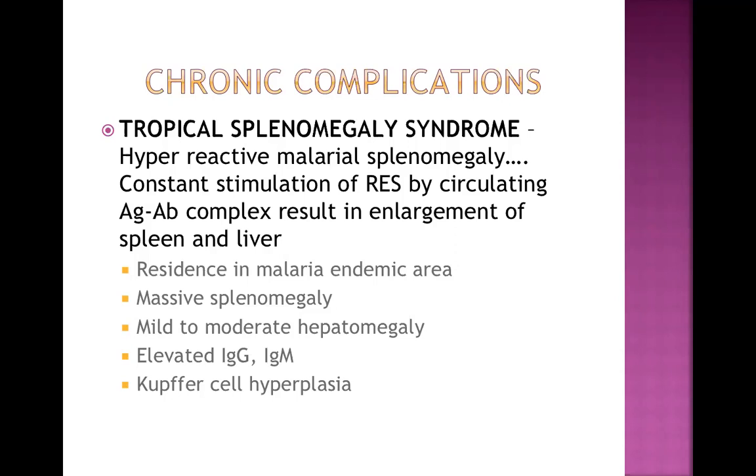There are some important points for the diagnosis of tropical splenomegaly syndrome, and those are: the patient should be a resident in a malaria endemic area. During examination there is massive splenomegaly, there may be hepatomegaly with elevated IgG and IgM if we measure those immunoglobulin levels, and if we take a biopsy from the liver, there is usually Kupffer cell hyperplasia. These Kupffer cells are called macrophages, which are present inside the liver.